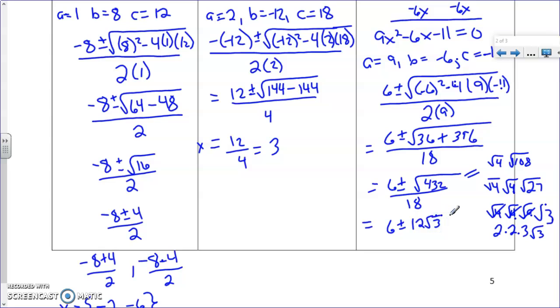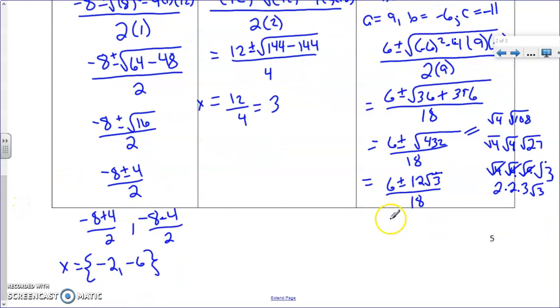So the biggest perfect square that would have gone into 432 is 144, because I know 12 times 12 is 144. All right, over 18. Everybody good?